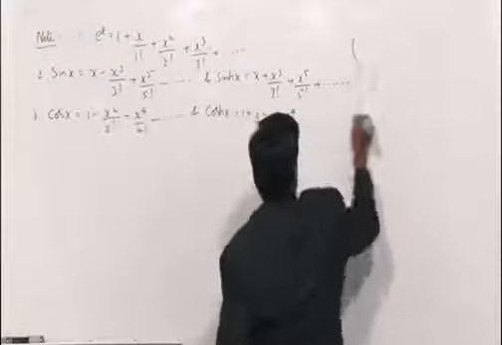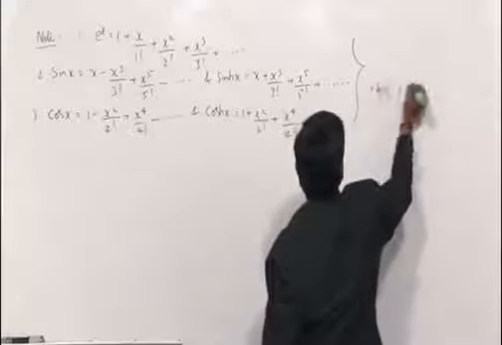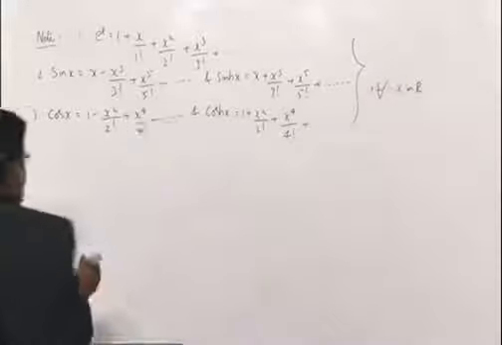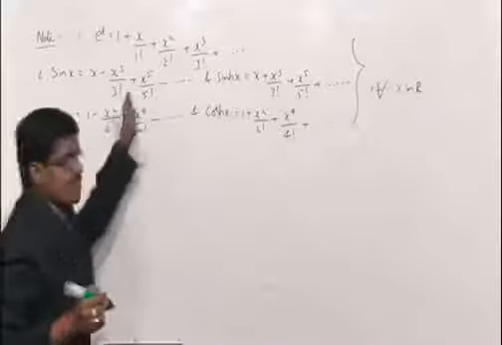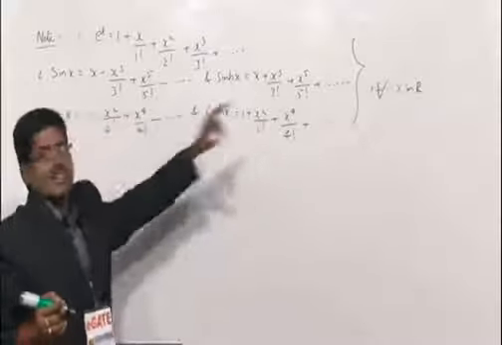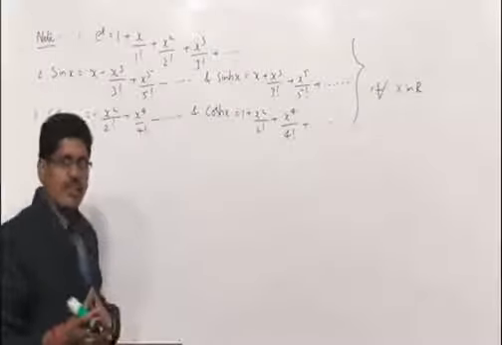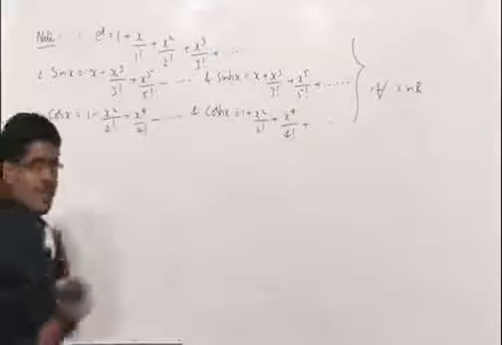All these are valid for all x in R. R means real numbers. For every real number these are valid. That means the right sides of these expansions converge for every real x. Convergent means going to some finite quantity. Divergent means going to infinity or minus infinity.